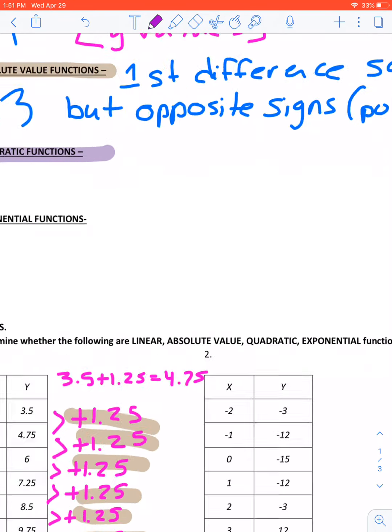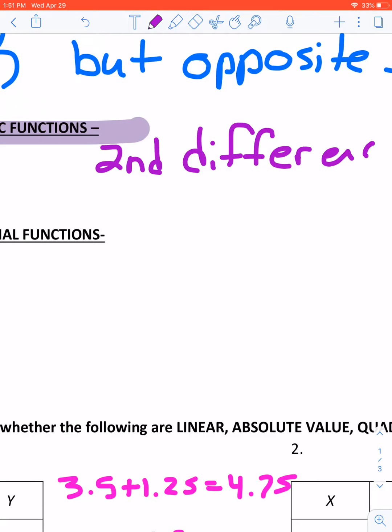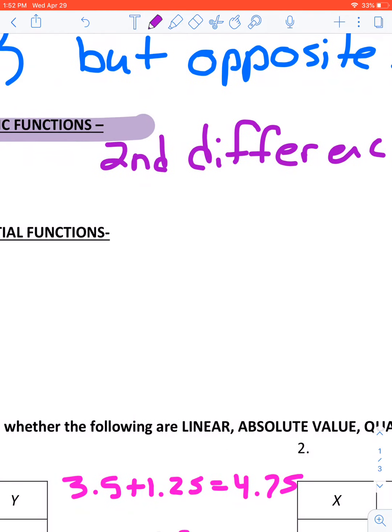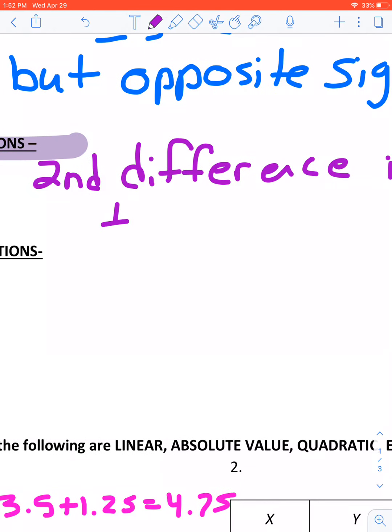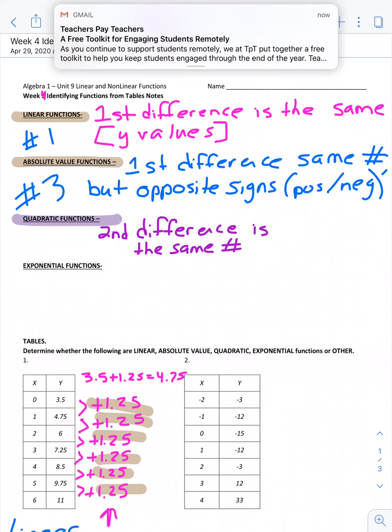So quadratic functions are when the second difference is the same number. What's meant by second difference? You have to find the first difference first, and then you find the second difference. This is very similar to linear. Like linear, the first difference is always the same number. So for quadratic, it's not the first difference, it's the second difference that is the same number. So let's see what that looks like, okay?